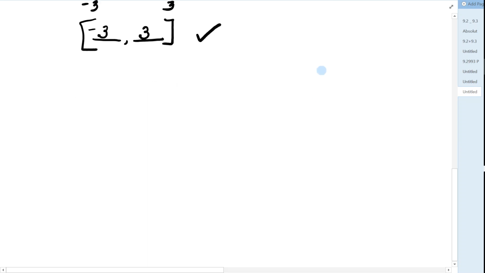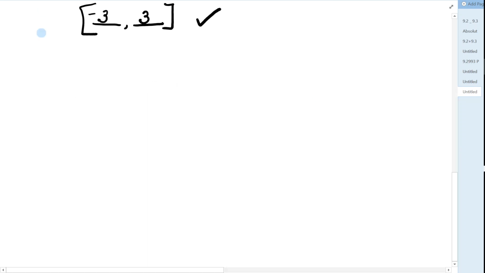Let's look at number 7. It says to solve and graph.